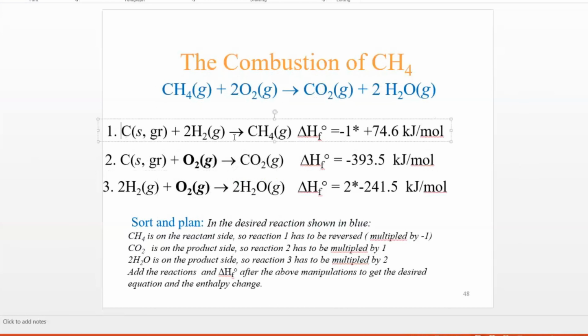So we only need to make a change to the first reaction. This is very easy. But in other examples, we're going to have to make changes to multiple reactions. So if we do that, we take the negative sign of that, and then we simply add everything together.